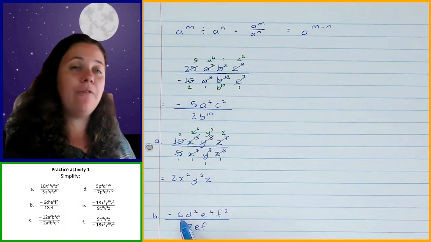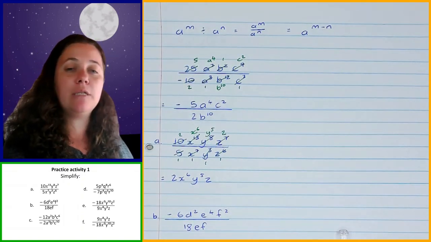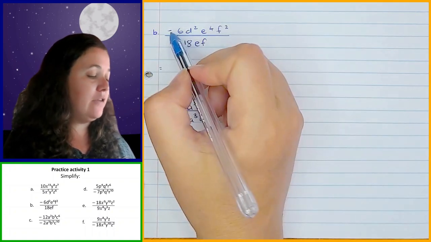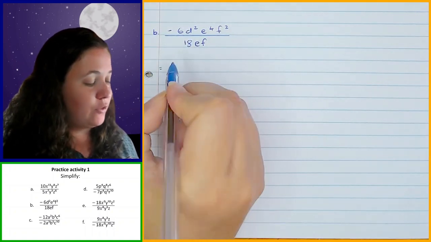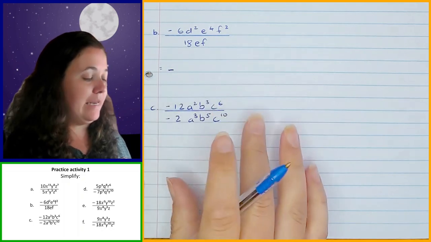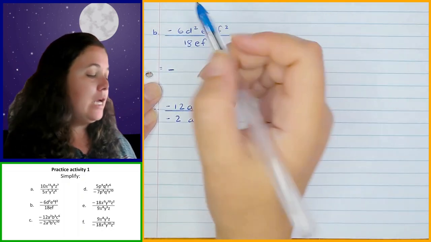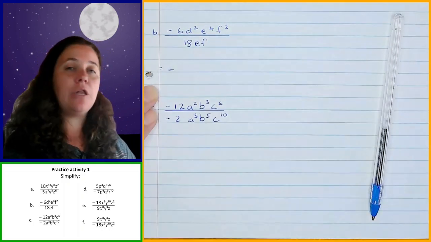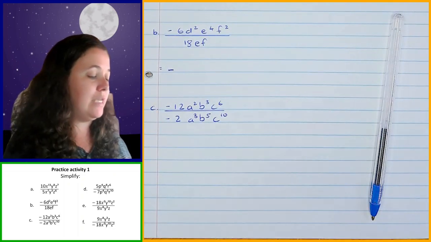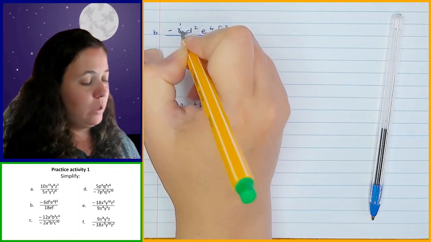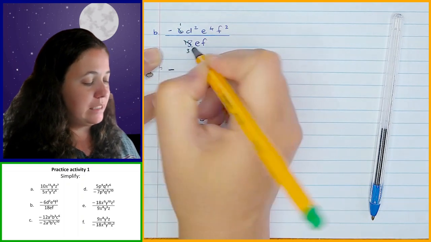Now in this one, I have got a negative that I'm going to be worrying about. So I've got negative divided by positive, that gives me negative. So the first thing I'm going to do is write down my negative. Okay, then I've got 6 and 18. The highest number that goes into both of those is 6. 6 goes in there once, and 6 goes in there 3 times.